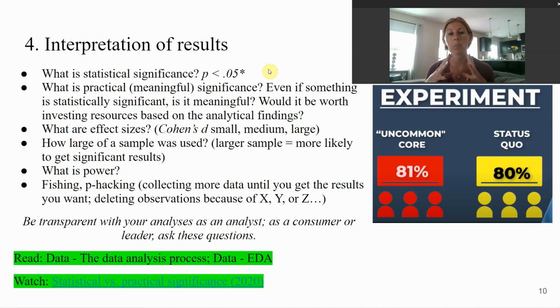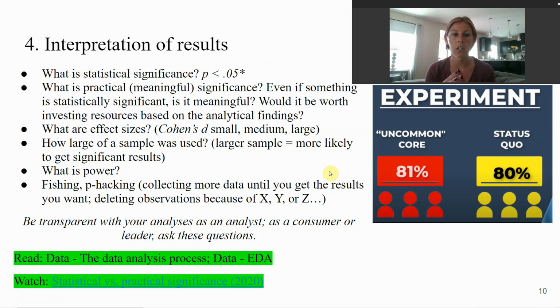Because sometimes something can be statistically significant, but it's not practically significant, or there's no meaning to it. So basically, what this means is, even if something is statistically significant, is it meaningful? Meaning, would it be worth it to invest your resources, your time, your money, your human capital, based off of these findings? So you're going to watch a video for this week, but in it, the researchers explain that, as an example, Common Core.